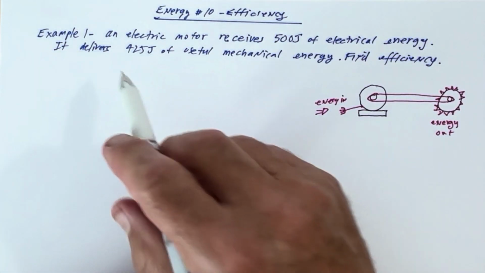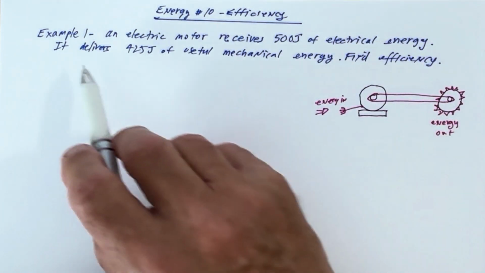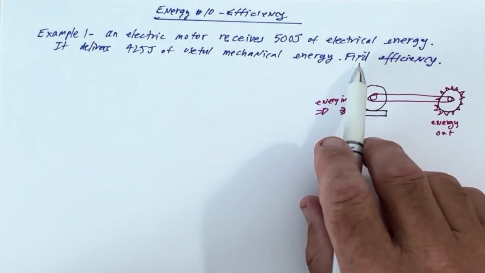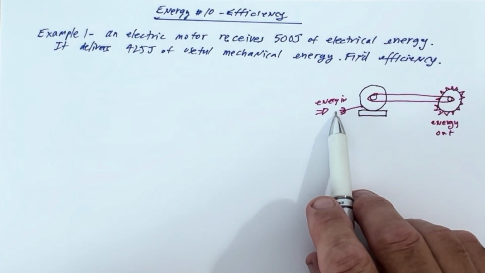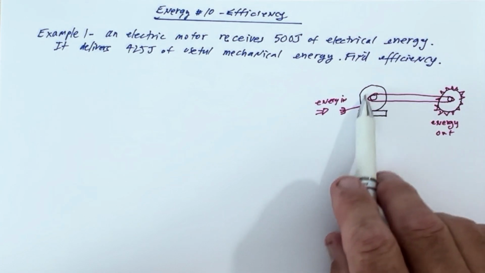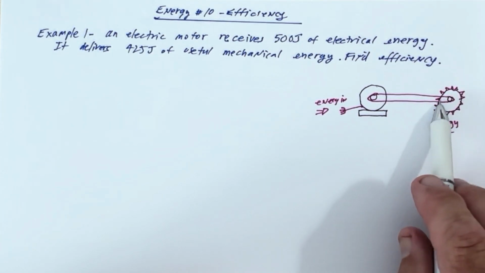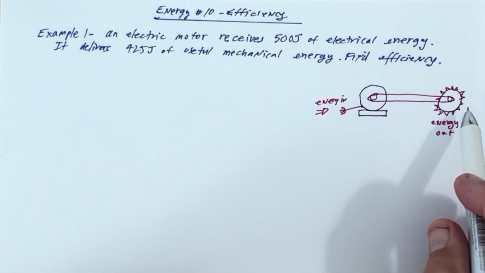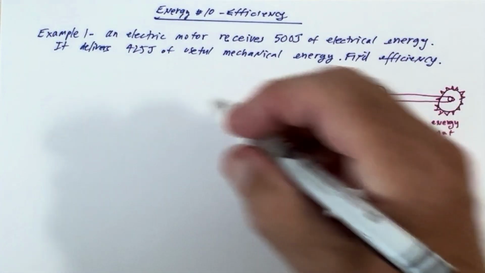Now let's look at an example. An electric motor receives 500 joules of electrical energy. It delivers 425 joules of useful mechanical energy. Find the efficiency. So we've got energy in, that's plugged into the wall. The electricity coming in causes the motor to turn. It goes over here to our belt, which drives a saw wheel, like I'm cutting wood again. That's a good example. So now what we want to do is find the efficiency.